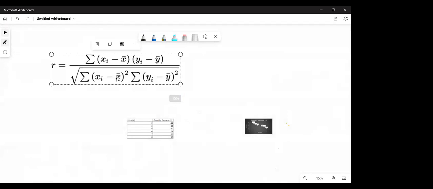Do each value minus mean, guys. Each X value minus mean value. Means 2 minus 5, 3 minus 5, 4 minus 5, do it this way.